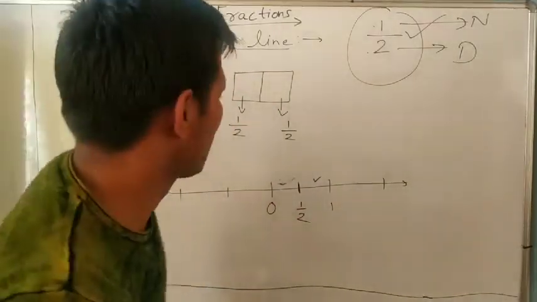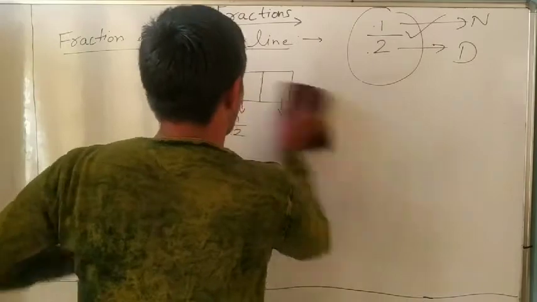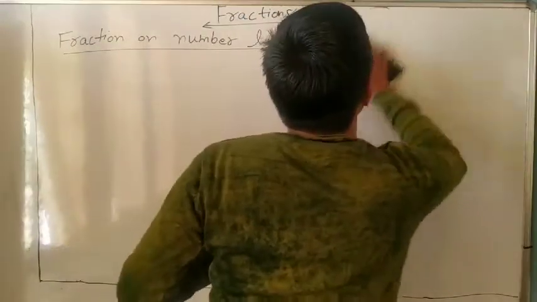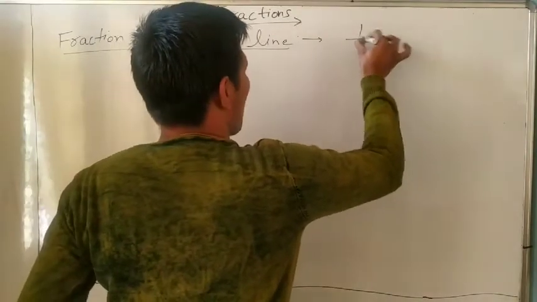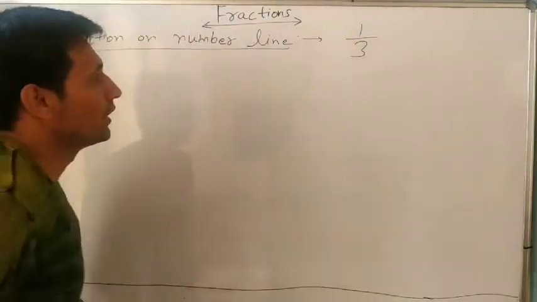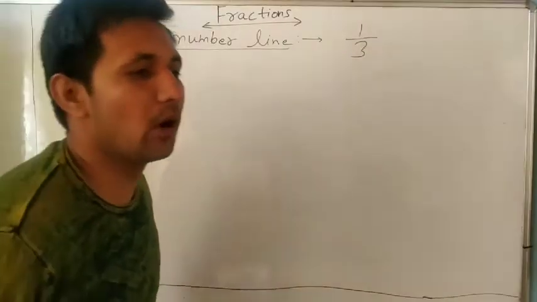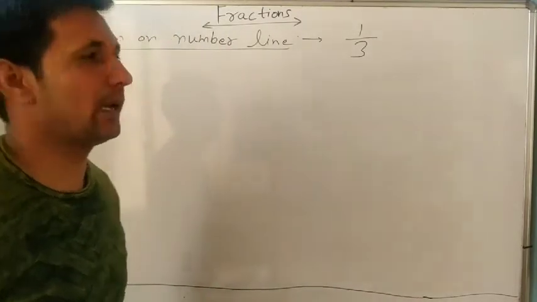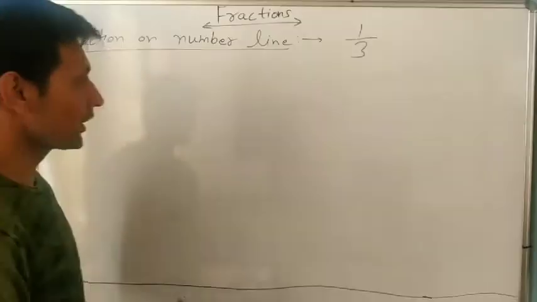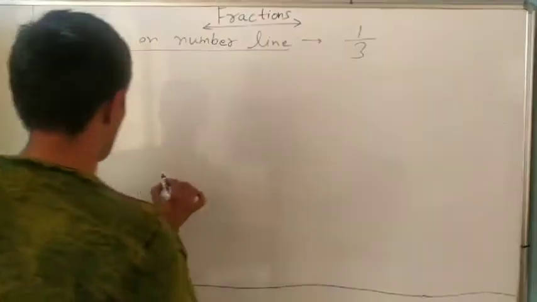Understand it? Now one more example. Look at. Now represent 1 upon 3 on the number line. How much? 1 upon 3.